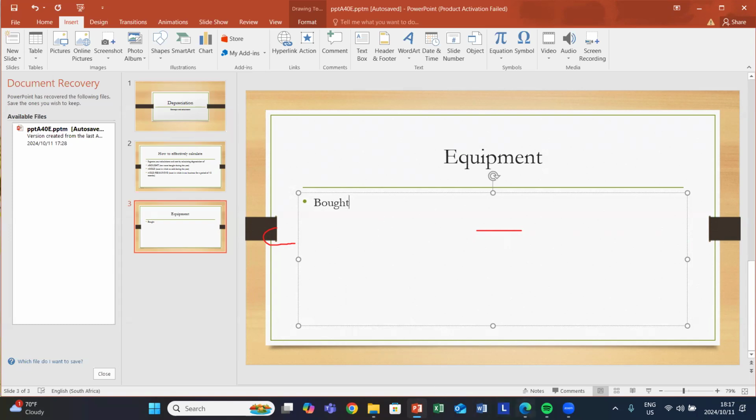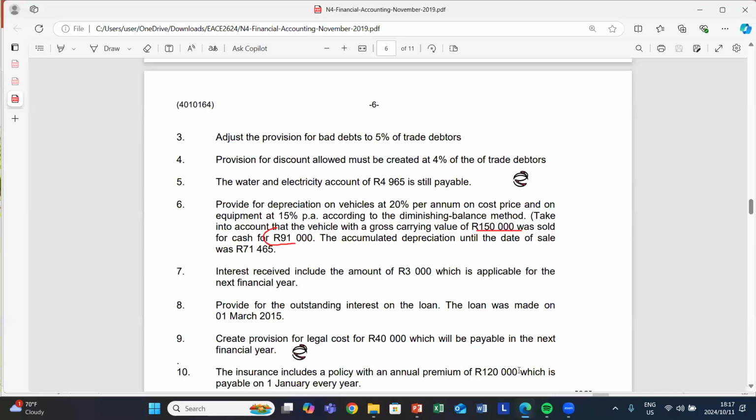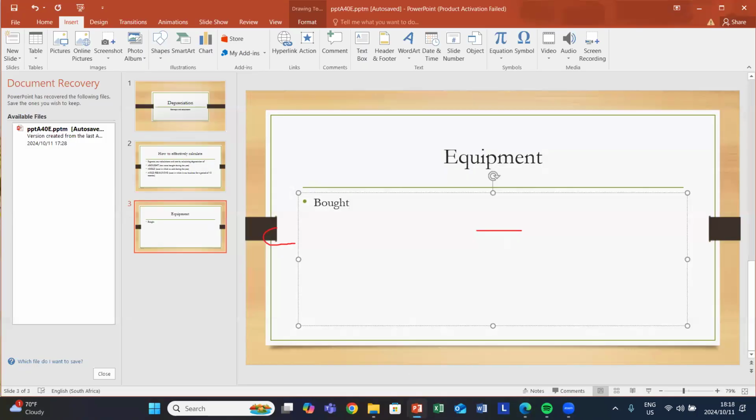For equipment, let's look at our transaction yet again. For equipment, they do not specify whether we bought or sold, meaning we did not either buy or sell our equipment, meaning the depreciation of bought will be zero. Why is the depreciation of bought zero? Because we did not buy any equipment during the year. Second step, sold. Did we sell any equipment during the year? Still, we did not sell any equipment during the year. So depreciation of sold will be zero.